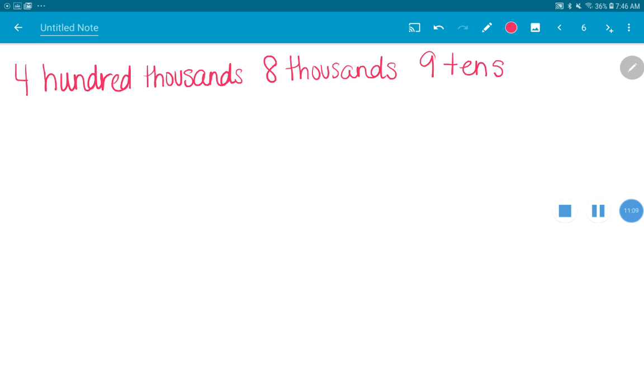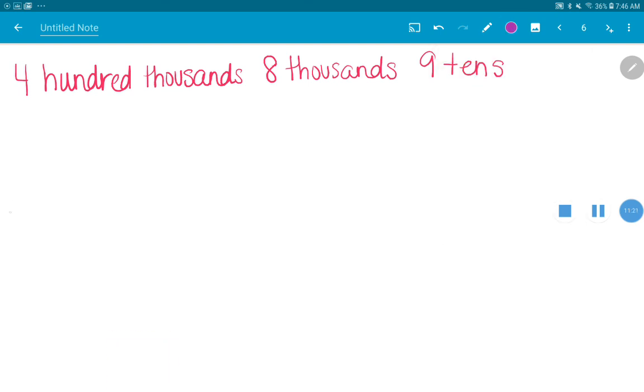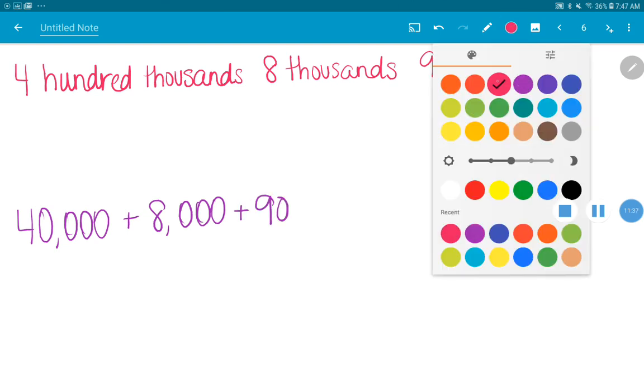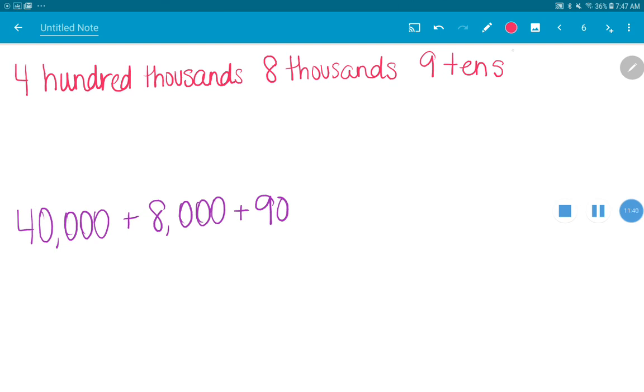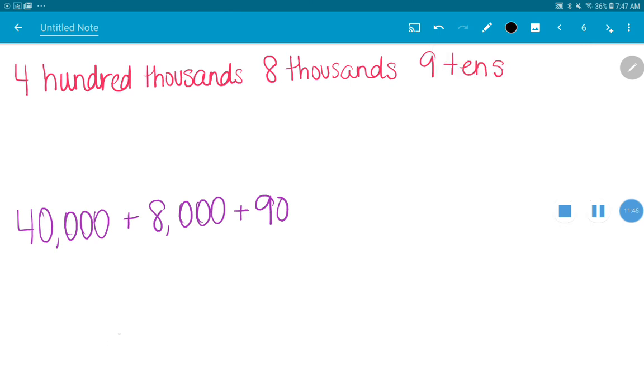I'm going to compare this number: 400 thousands, 8 thousands, 9 tens. That's just written in unit form. And my other number I'm going to write in expanded form: 40,000 plus 8,000 plus 90. And to make this easier, I'm just going to go ahead and put both numbers in standard form, and I'm going to write them on these lines to compare.